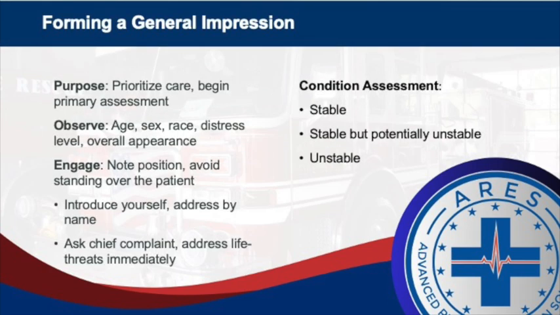The first step in your primary assessment is forming a general impression. This is your initial snapshot of the patient, and it helps you determine the priority of care. Think of it as the gut check, the moment where you ask yourself, is this patient sick or not sick? Your answer will guide everything you do next. Start by noting key details: the patient's age, sex, race, level of distress, and overall appearance. These may seem like simple observations, but together they give you a baseline to work from.